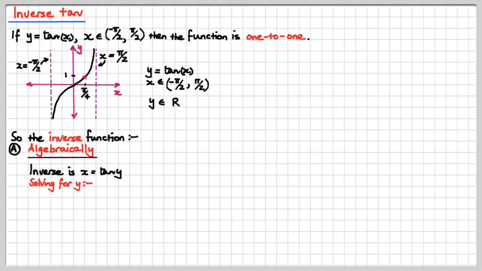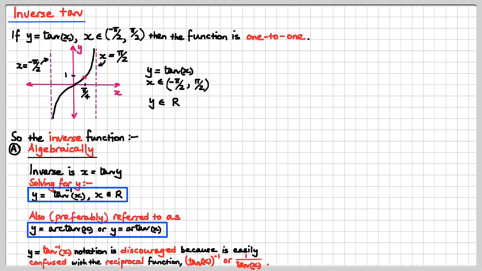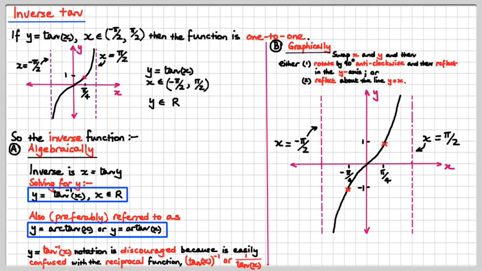So therefore, solving for y, we can say that y is inverse tan of x, where x is any real number. Again, I'll just explain here, that's the domain, which is the same as the range of the original function. Okay? So it's also preferably referred to as arctan or artan. Yes, the same thing for sine and cos. That's very confusing, and we avoid the notation because people confuse it with reciprocals.